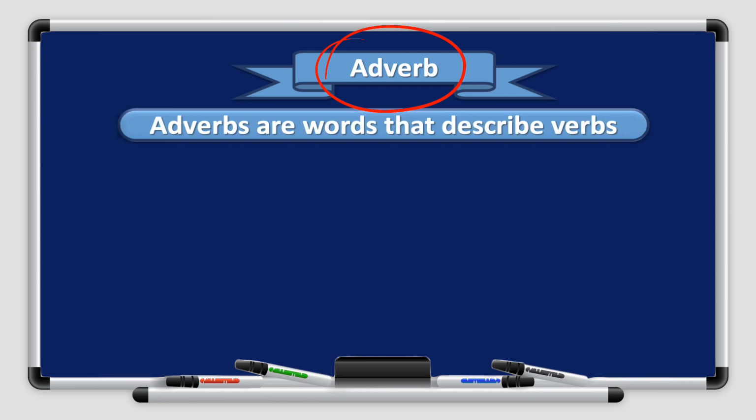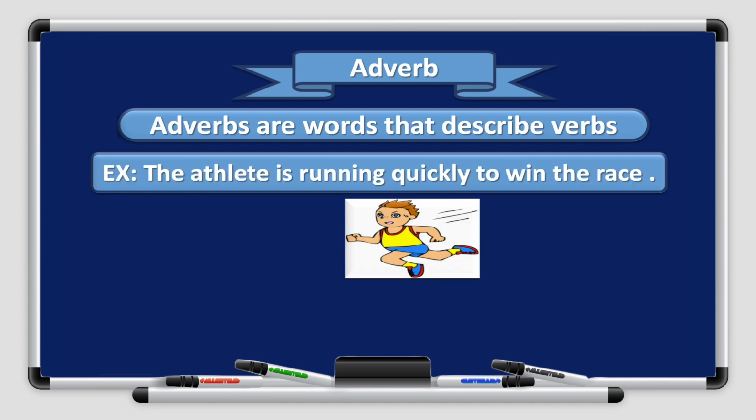Now, adverbs also describe, but what do they describe? They don't describe adjectives. They're different than adjectives. So they describe verbs. They describe the action itself. Let's take this example. The athlete is running quickly to win the race. In order to identify the adverb, let's locate the verb here in this sentence. We have running. How is the athlete running? Is he running slowly or quickly? So our adverb in the sentence here is quickly.